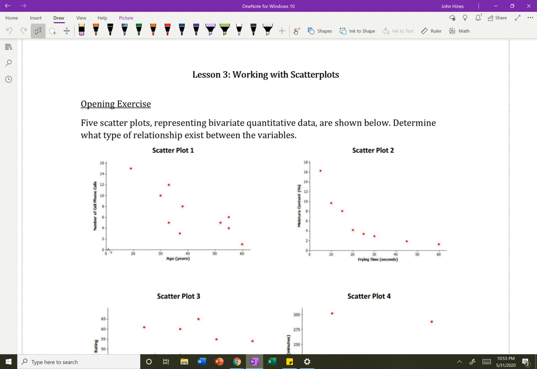Hi, everybody. In this lesson, we're going to work with scatterplots, which you looked at in 8th grade mathematics, but now we're going to look at it again. This video will be quick, and so will the next one, because I kind of split them up.